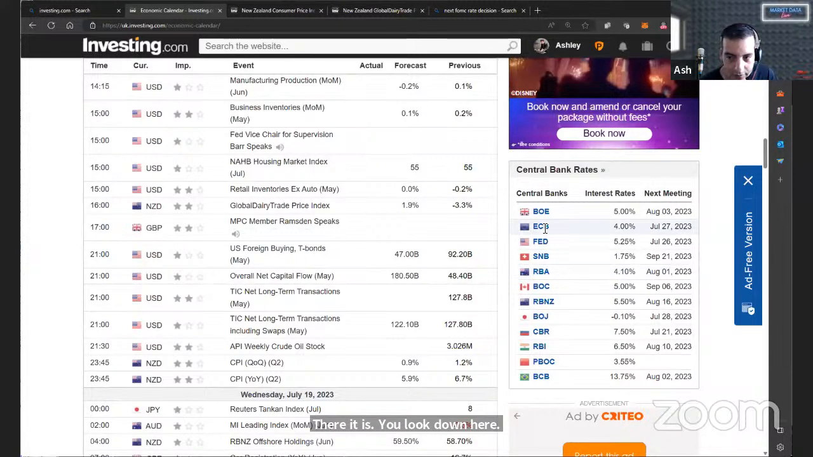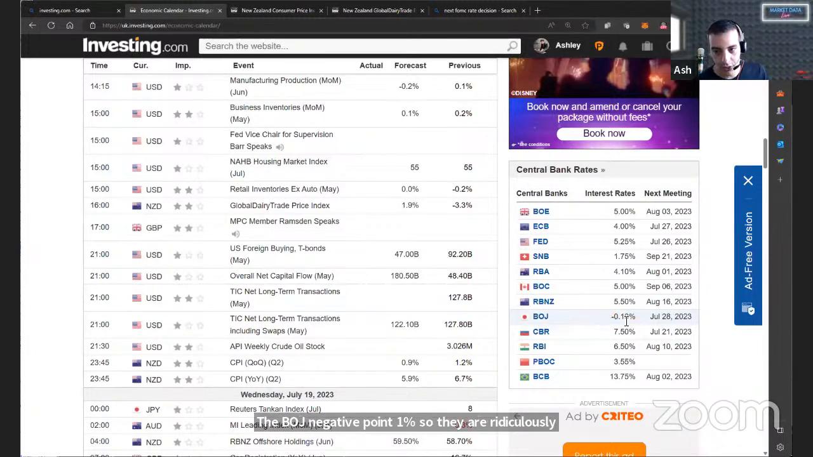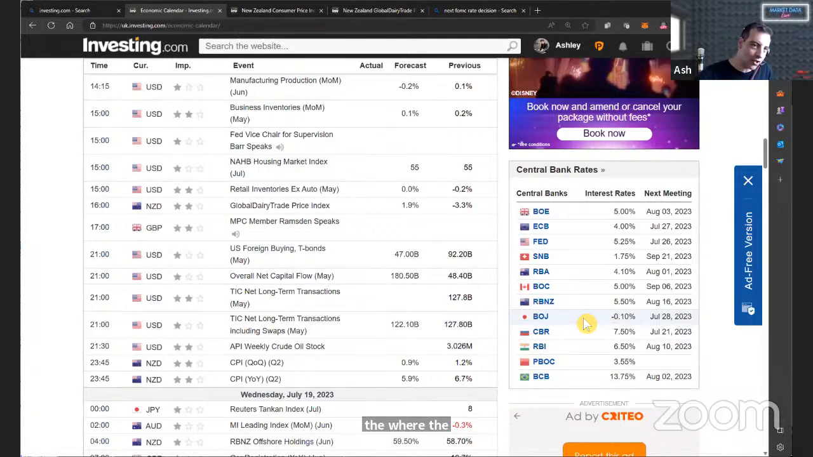ECB at 4%. So the ECB are way below, not 25 basis points, 150 basis points below where the RBNZ are. The BOJ, negative 0.1%. So they are ridiculously below where the RBNZ are. So the swing eventually is going to go back to them.